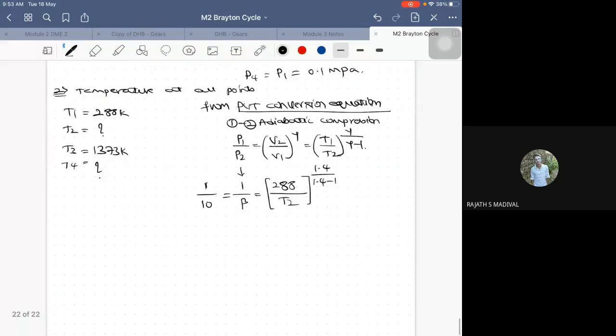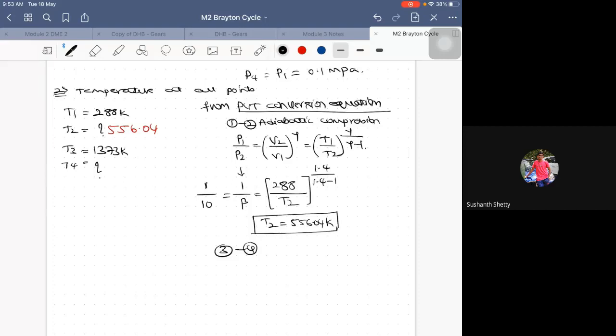Now tell me, what is the T2 value in Kelvin? 556.04. So I would just write it here, 556.04. Next, same thing for the process 3 to 4, which is again adiabatic, but now it is expansion. Adiabatic expansion.